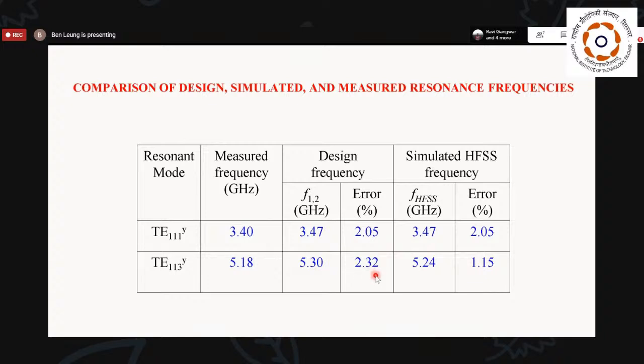And after doing the simulation by HFSS, we have found the resonant frequency 3.47 and 5.24. Now, the error between the simulation and the measurement is 2.05 and 1.15. So all the errors are less than 2.5%. So it is very acceptable.